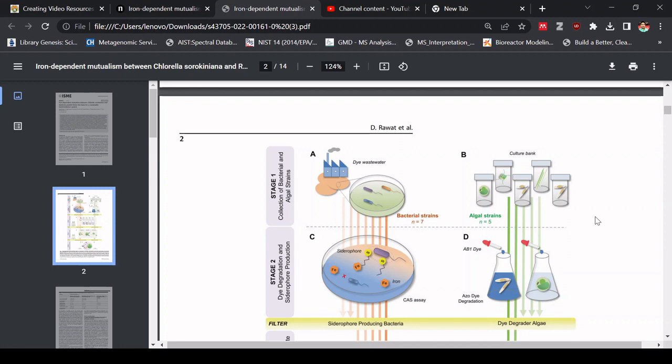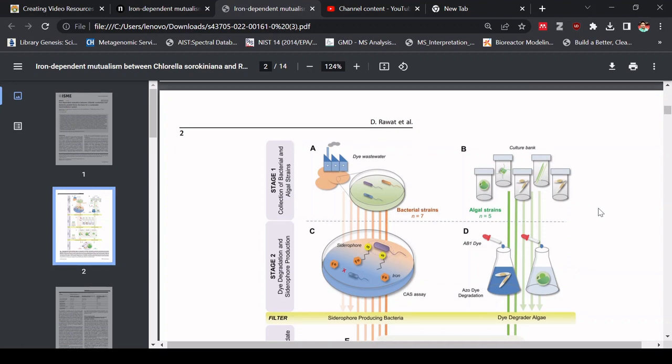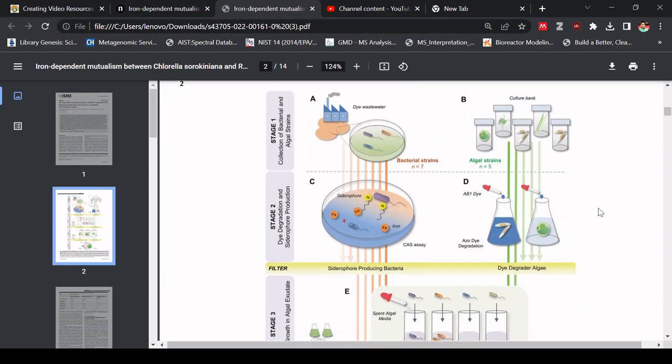So I collected wastewater from that city and from the textile industries, and then I isolated different bacteria that were already growing in the stress of textile dyes. Now, on the other hand, I used five different microalgal species that were collected from Culture Collection Bank. So, under stage two, total seven bacteria were isolated and five algal strains were selected.